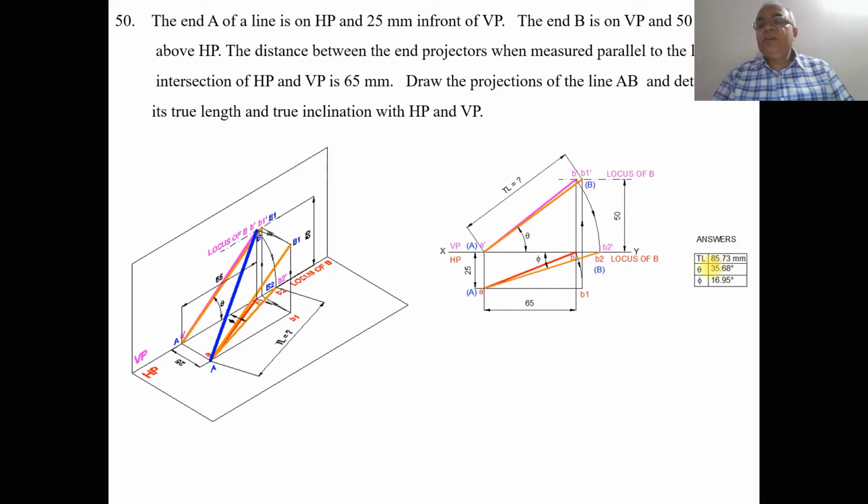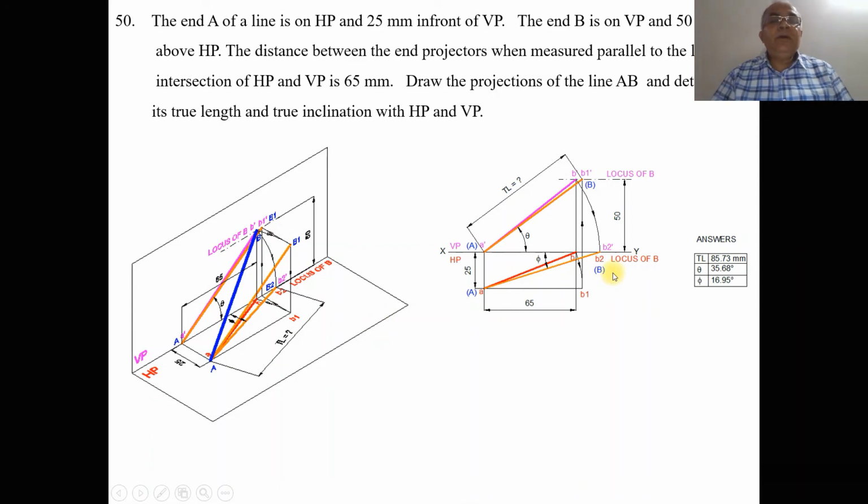When you are doing it on the computer, it will be 85.73. By using the protractor with A dash as center, measure the angle with respect to the XY line, that is the true inclination with respect to HP, which is theta, which will be 36 degrees in manual drawing. In computer drawing, it will be 35.68. Similarly, with A as center, measure the angle with respect to the XY line, which is phi, the true inclination with respect to VP, which will be 17 degrees in manual drawing. On the computer, it will be 16.95 degrees.